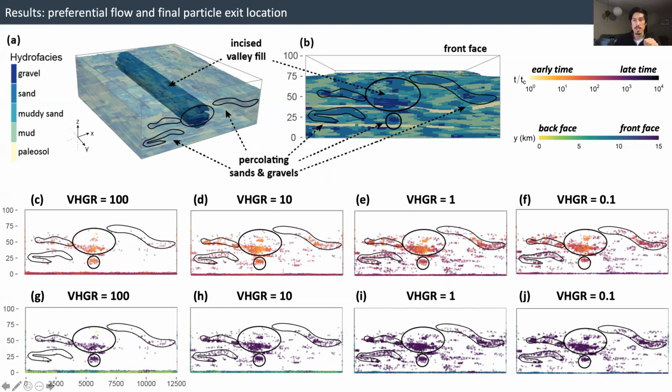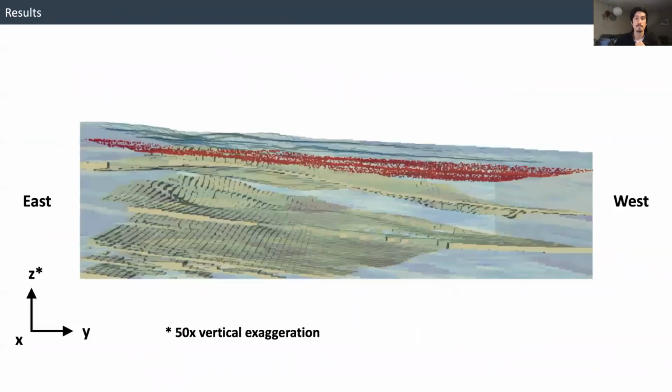And the bottom row is the same thing, except they're colored by the position that they exit the domain. So dark means on the front face and light means on the back face. And so you can see that we're getting much more transmission of particles in these horizontal flow scenarios through the preferential pathways, and they indicate preferential flow along the high K networks that terminate on this face.